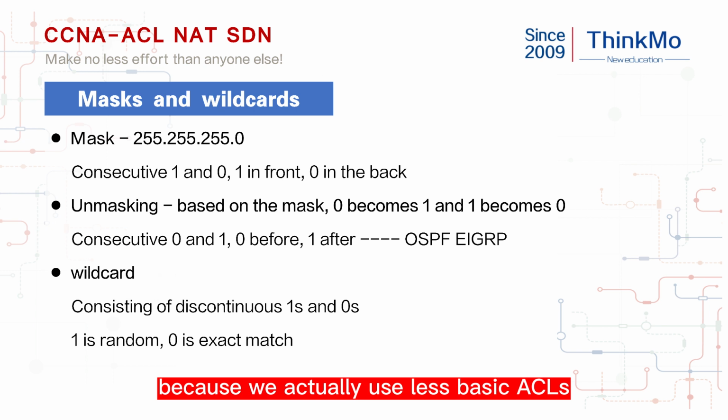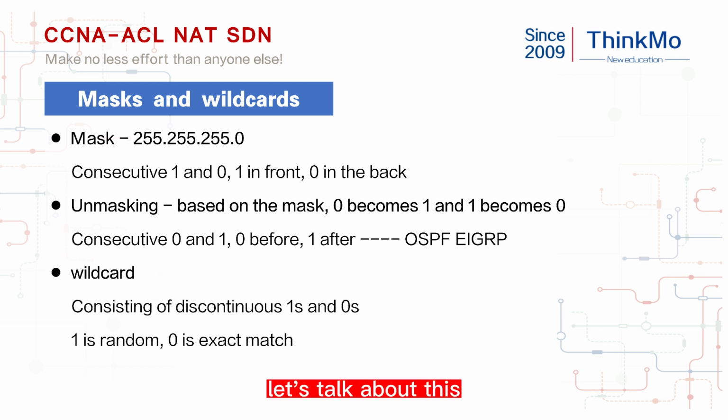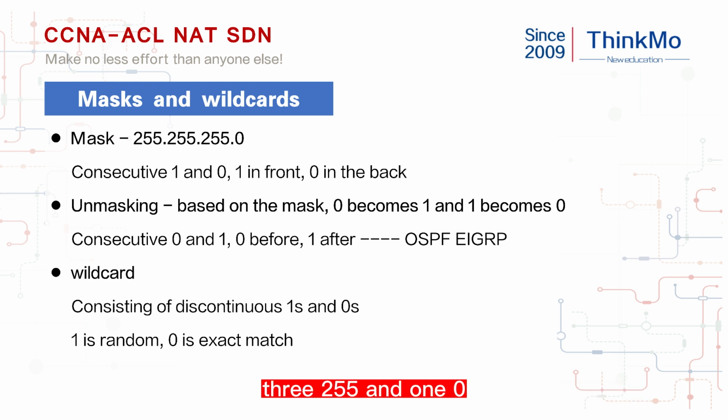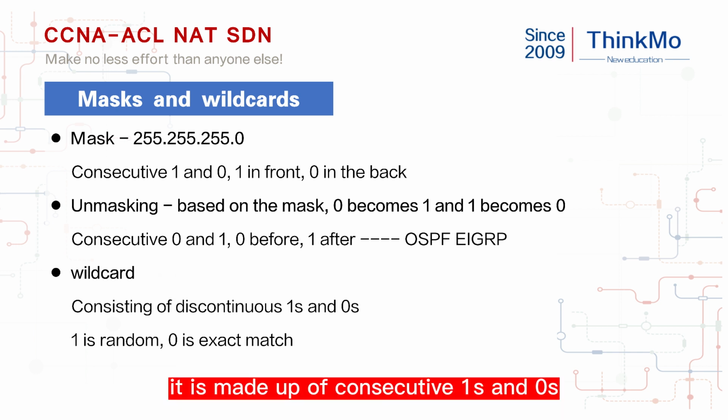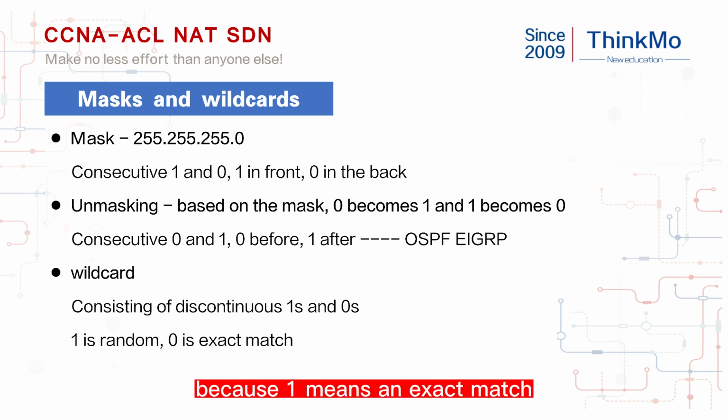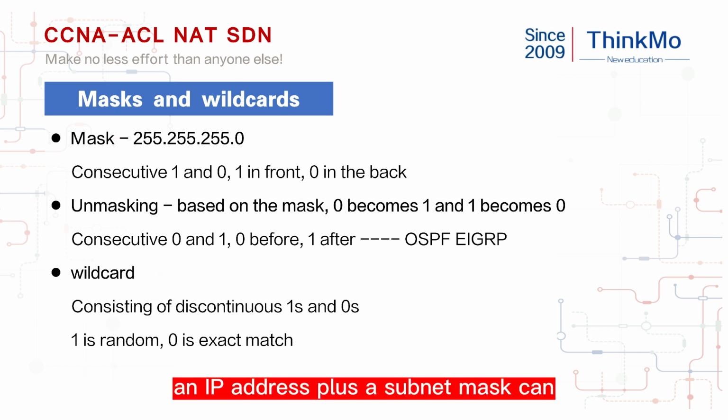Because we actually use less basic ACLs, so wildcards are more worth talking about. Let's talk about this. First for the mask. Mask is the 24-bit mask we say every day. A configuration where we assign addresses to interfaces. 255 and 0. It is made up of consecutive 1s and 0s. And it must be 1 first, then 0 after. Cannot be preceded by 0. Because 1 means an exact match. An IP address plus a subnet mask can specify a network segment.